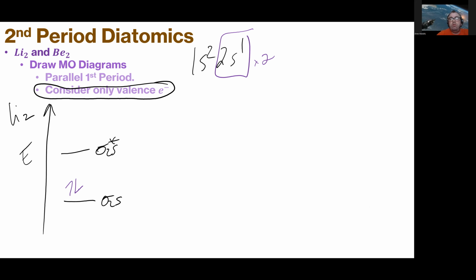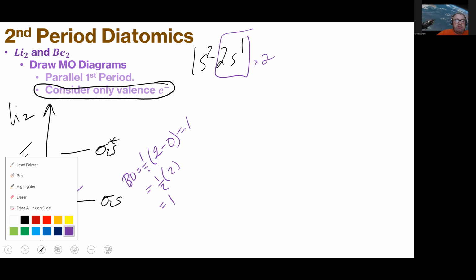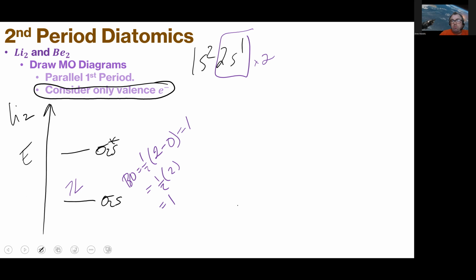What's our bond order? Well, our bond order should be 1/2 of 2 bonding minus 0 anti-bonding. Yes, we're showing our work. You don't have to show this much work, but this is a bond order of 1. You could easily say this equals 1 if that floats your boat. Okay, let's do beryllium while we're here and look at that, and then we'll be on our way.